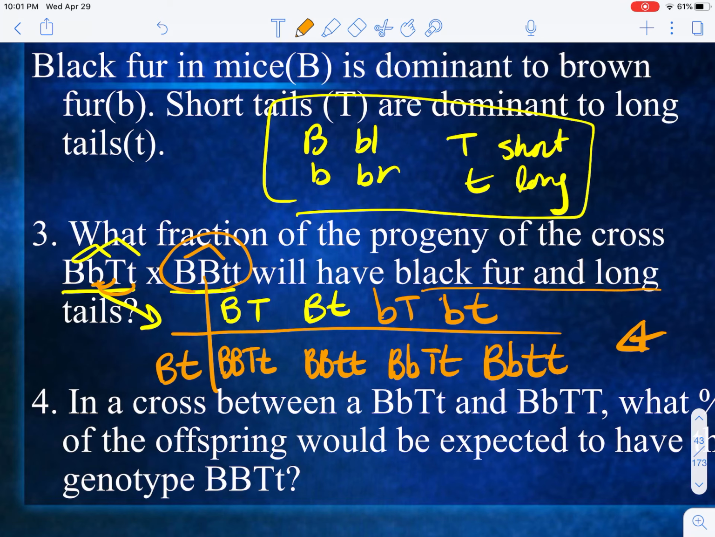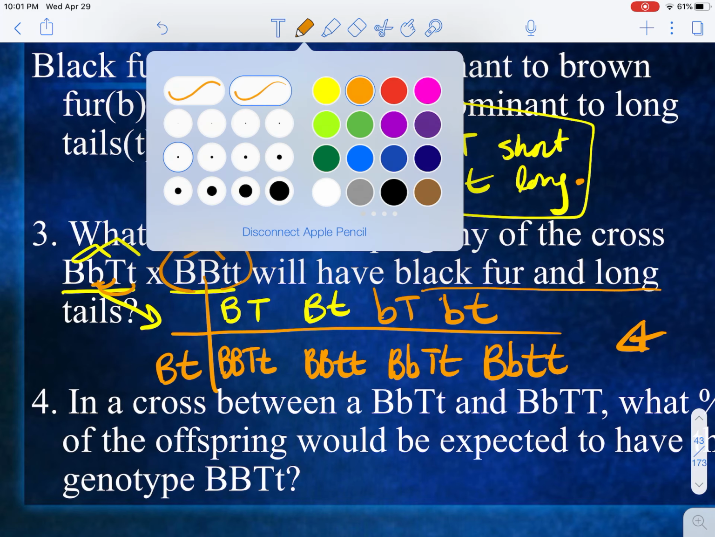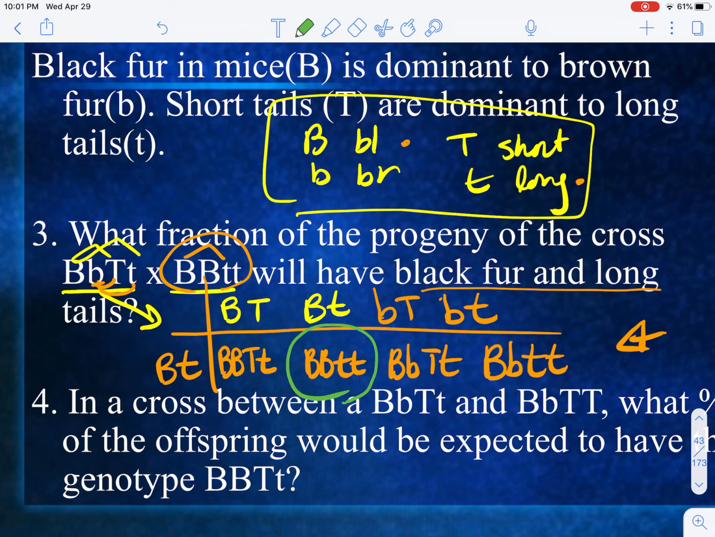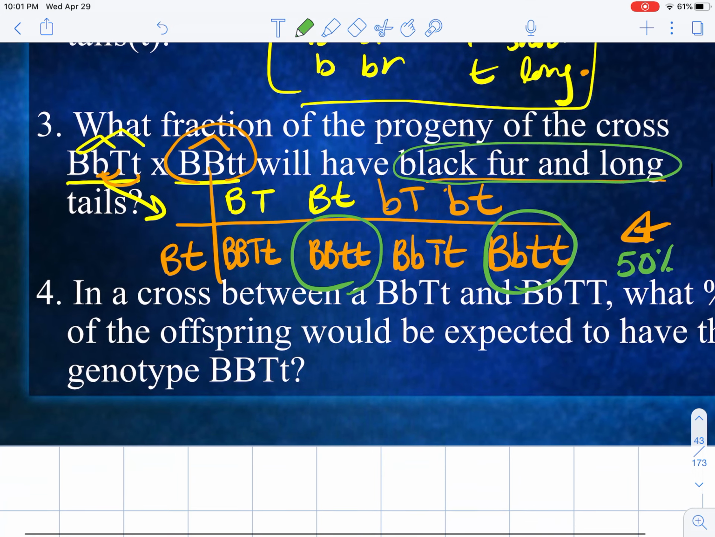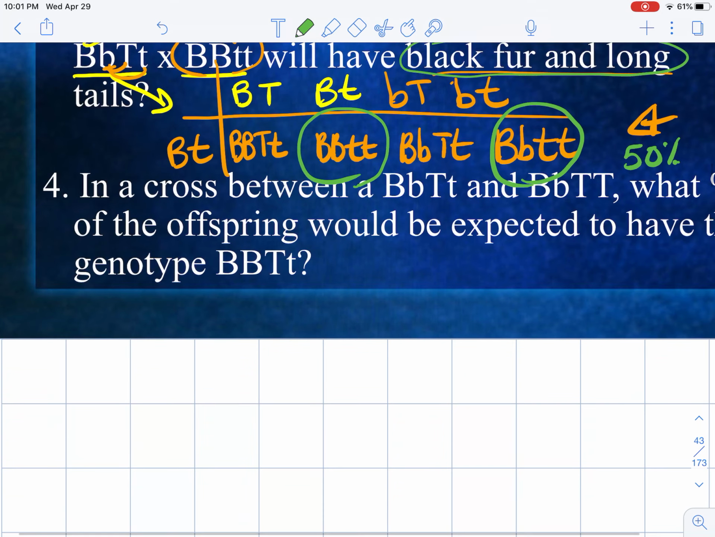And now that you have the offspring, check out what they're going to ask. It says, how many have black fur and long tails? And the black fur, remember you wrote a legend up here, is the big B, and the long tails are the little t's. And so you can see that to answer your question, it is these guys and these guys. So basically 50%. So your answer is 50% of their babies will have black fur and long tails. There you go.